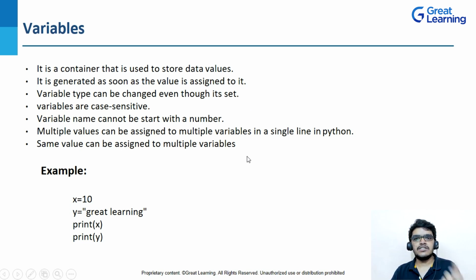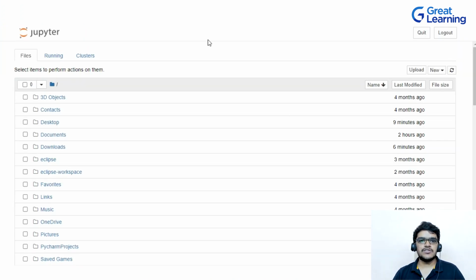Now let's see it in the coding part to know better. So if you see the example here, you can see that x is equal to 10. So here the variable is x, which is having an integer data type. Now if you see here, this is a y variable and which contains a string data type, Great Learning, right? So if you print x and print y, then I will get 10, and here I will get Great Learning.